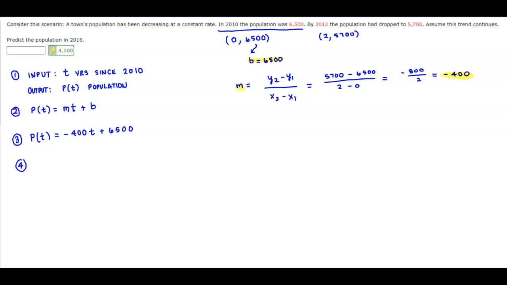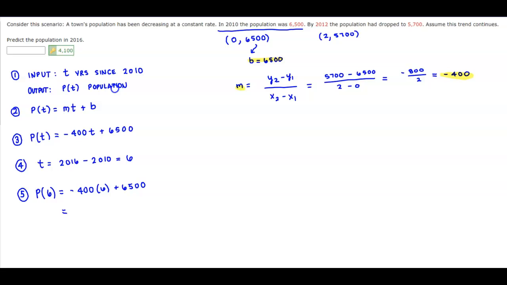Now the question asks us to predict the population in 2016. So we first need to figure out how many years have passed since 2010. We're going to subtract those two to get the value of 6. And now we're going to plug in 6 into the function to predict what that population is going to be. So P of 6 is going to equal negative 400 times 6, and then we're going to add 6,500.